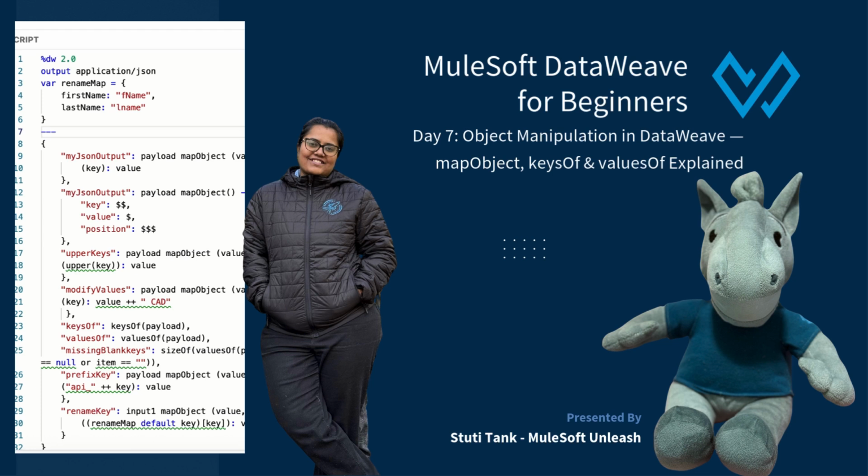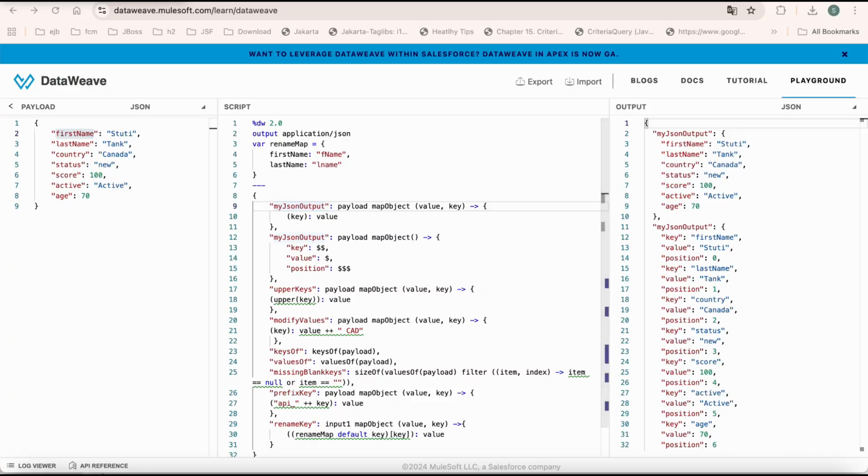Section 1. Understanding mapObject. Let's start with the hero of today's session, mapObject. MapObject behaves just like map for arrays, but instead of looping through elements, it loops through key-value pairs in an object. It gives you full control to modify only the key, only the value, or both. We'll begin with a simple example. Here, we are looping through the payload and returning each key and value exactly as they are. This is just the basic pattern for mapObject.